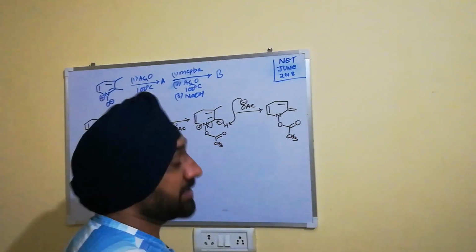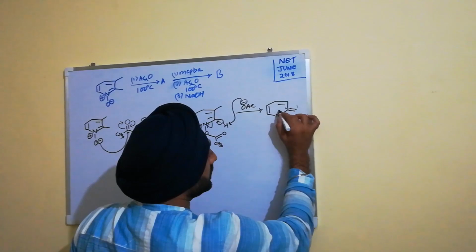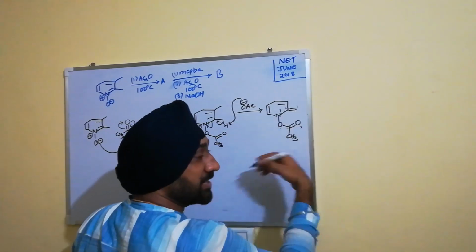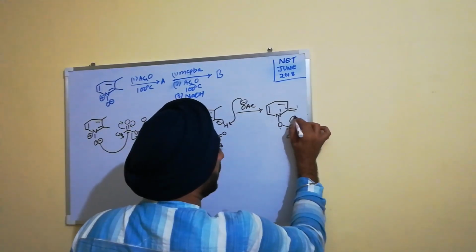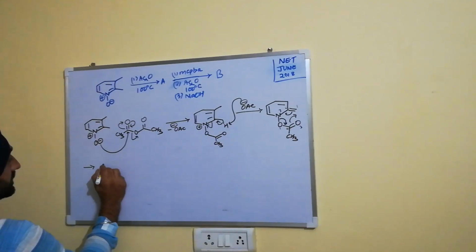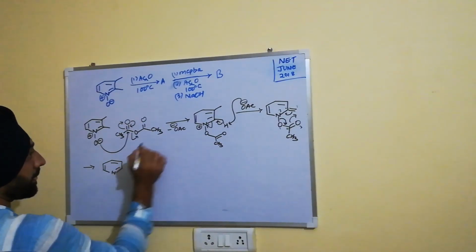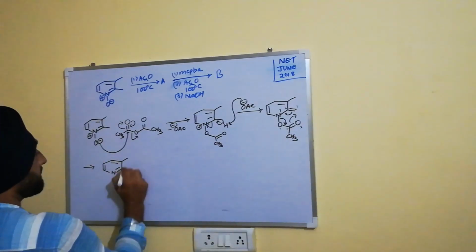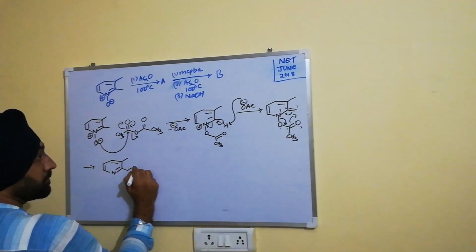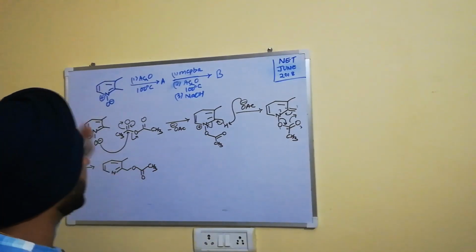Now the stage is perfectly set for this species to undergo a 3,3-sigmatropic rearrangement. How? We have 1, 2, 3 atoms and 1, 2, 3 atoms here. And since this bond will break, this reaction involves the migration of sigma bonds. So what we get is the product of this particular reaction, that is compound A.